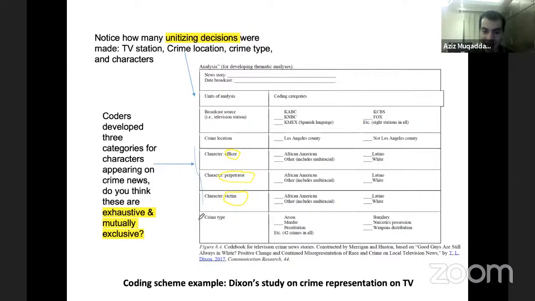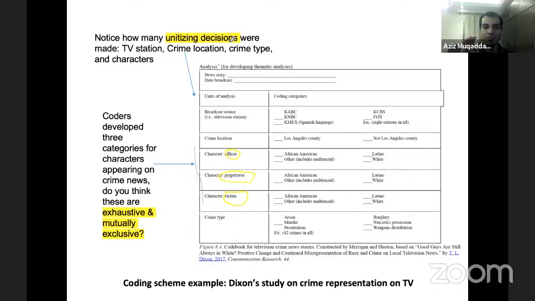Look at the characters. So in a crime news story, he's interested to see which ethnicities are more associated with being police officers versus being associated with being a crime perpetrator versus being associated as crime victims. So he has those three. Do you think those three are mutually exclusive? So you have officer, perpetrator, or a victim. Do you think they are clearly defined? Do you have clear boundaries between one and the other?